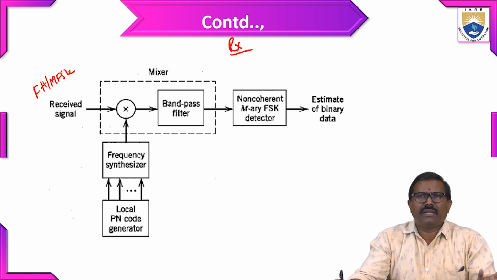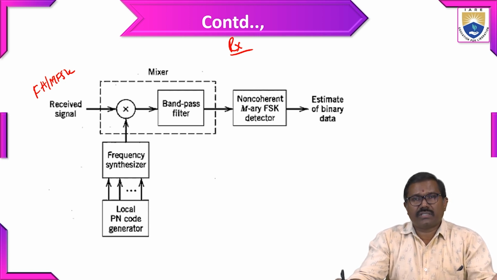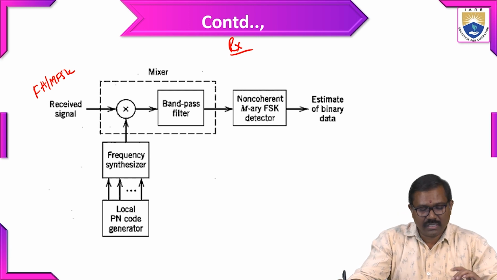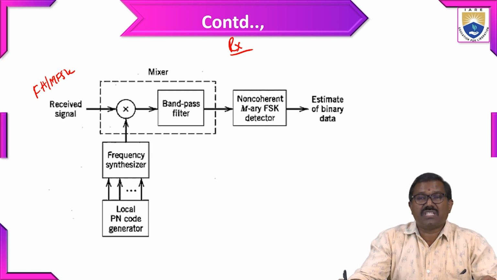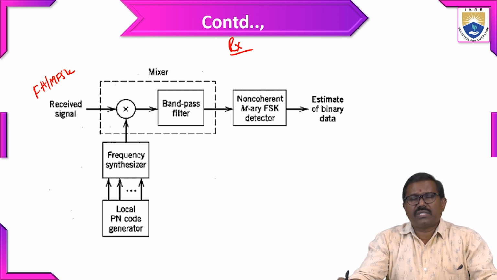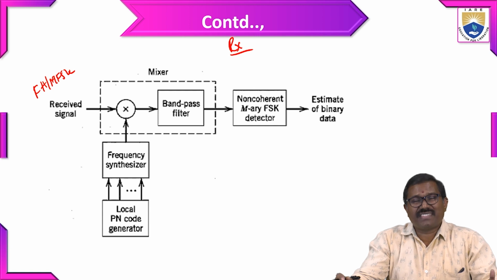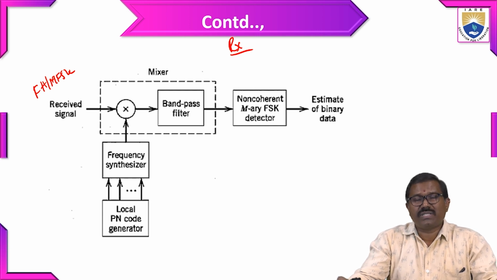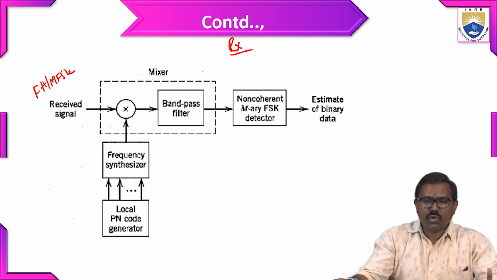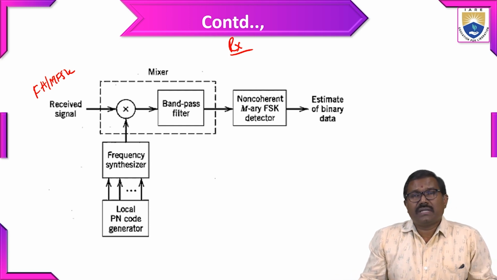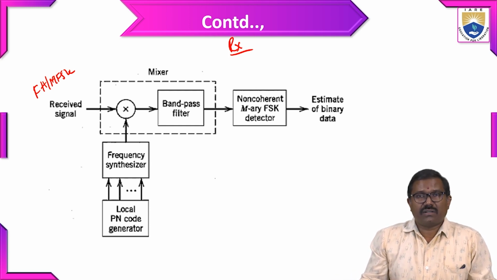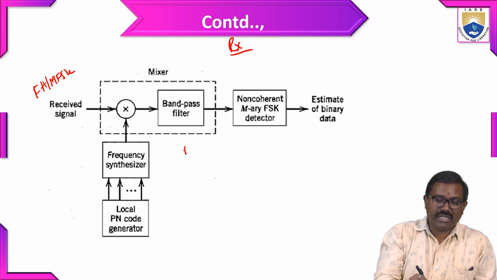So again here we are using the same frequency synthesizer and local PN code generator that were used at the transmitter. Why? So we can use the same pseudo noise sequence that we used at the transmitter, the same as used at the receiver also. As at the transmitter, the up conversion of frequency is done. Now here I am going to do down conversion.